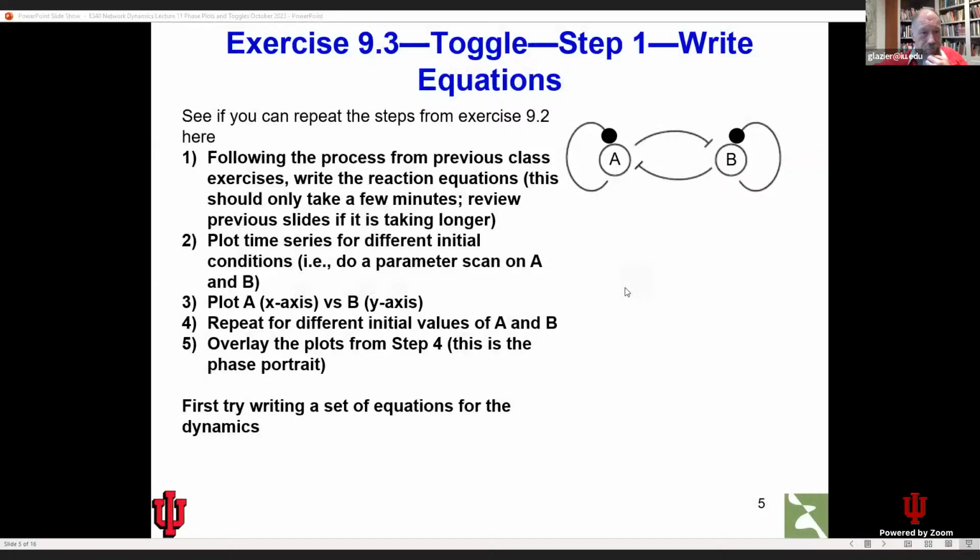Okay. All right. So do people have equations ready? Does somebody want to show us the equations?